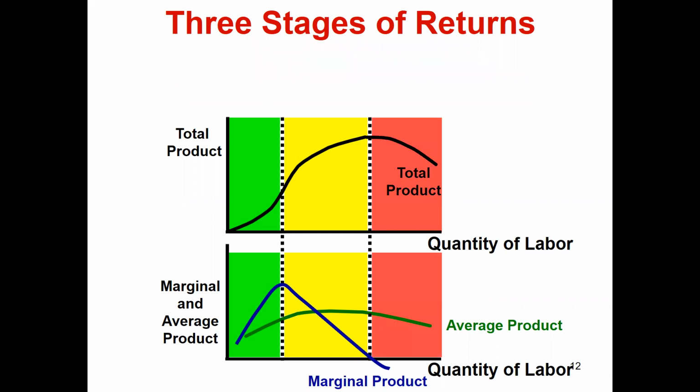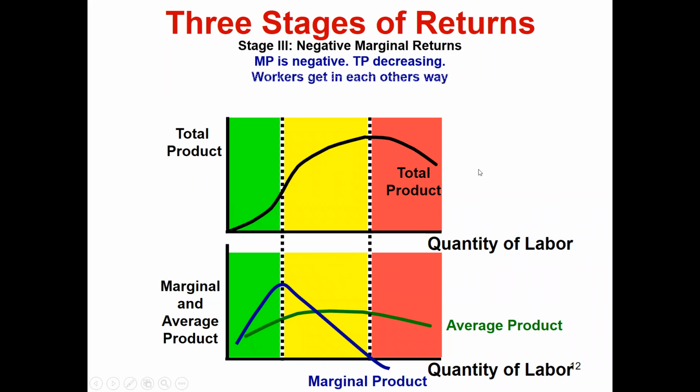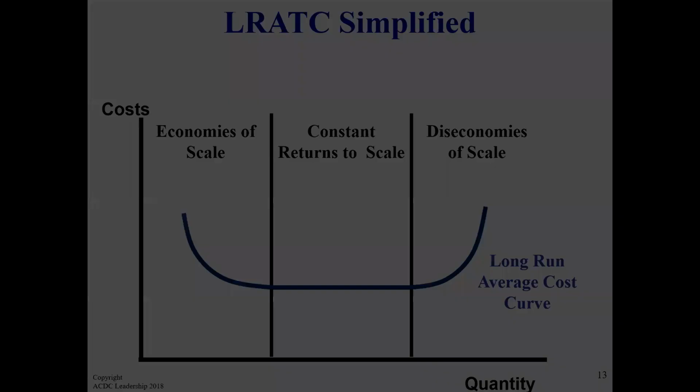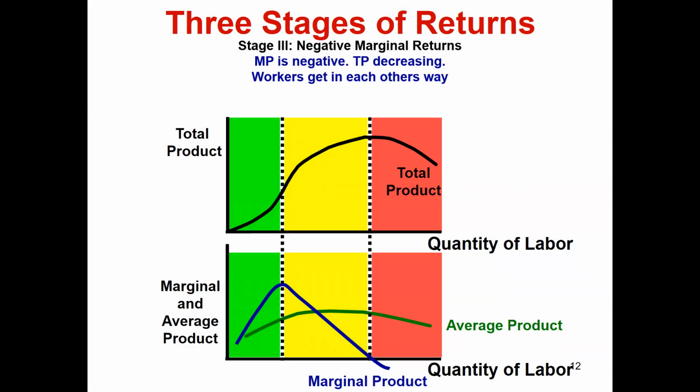And then you have the third, which is obviously the worst stage, negative marginal returns. And here MP is negative, it's below the axis, and total product is decreasing. And this could be because workers get in each other's way. All right. So again, that's the law of diminishing marginal returns. It's 3 stages. It's only in the short run.